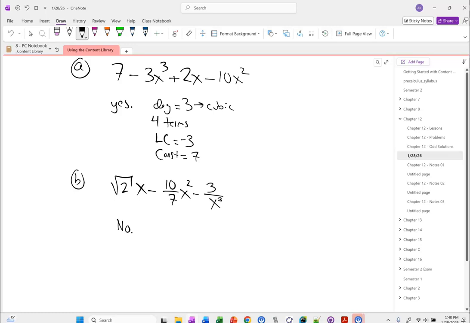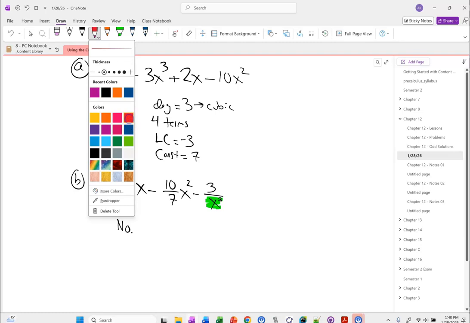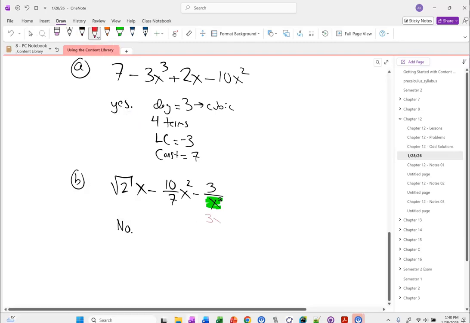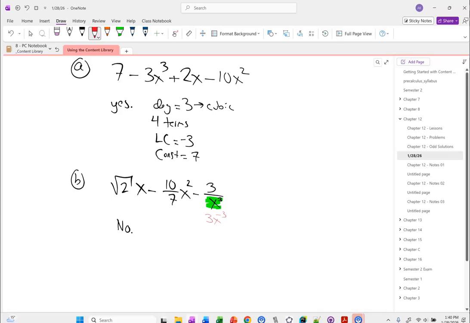Because of the x cubed on the bottom. Yes, that is the issue, because what does that really mean? 3 over x cubed is the same thing as 3x to the -3, right? Why is that a problem? Because you have a negative exponent. Correct. No negatives, no decimals, no fractions in exponents.